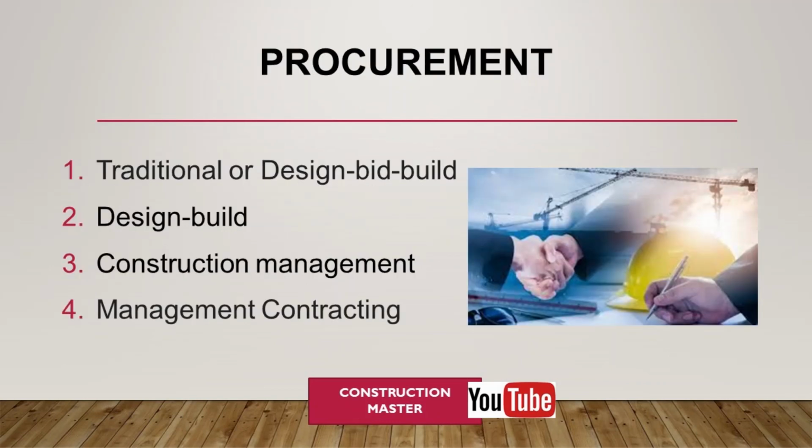Procurement. There are mainly four types of procurement strategy: 1 traditional or design bid build, 2 design build, 3 construction management, 4 management contracting. More details will be discussed in the following videos.